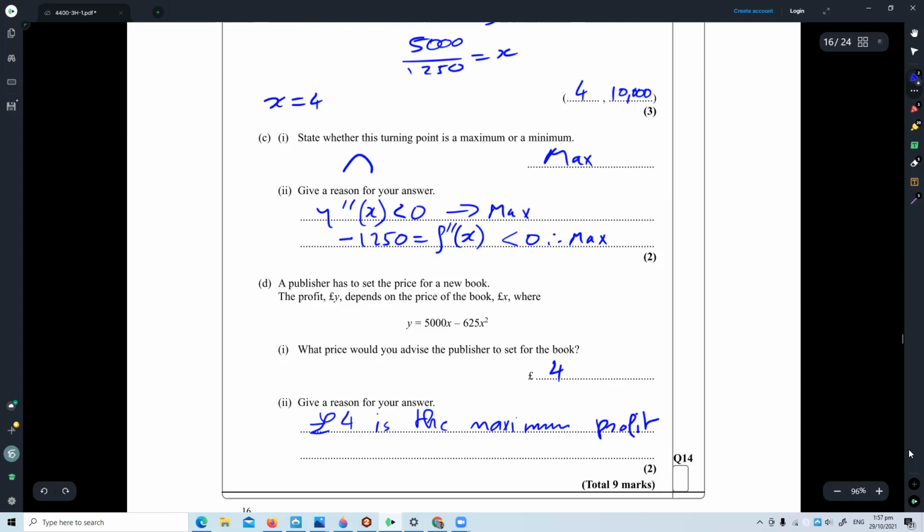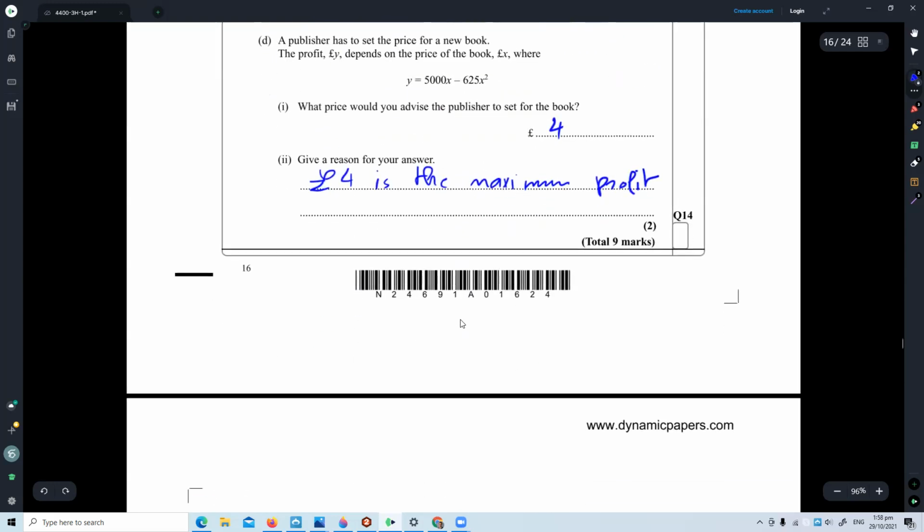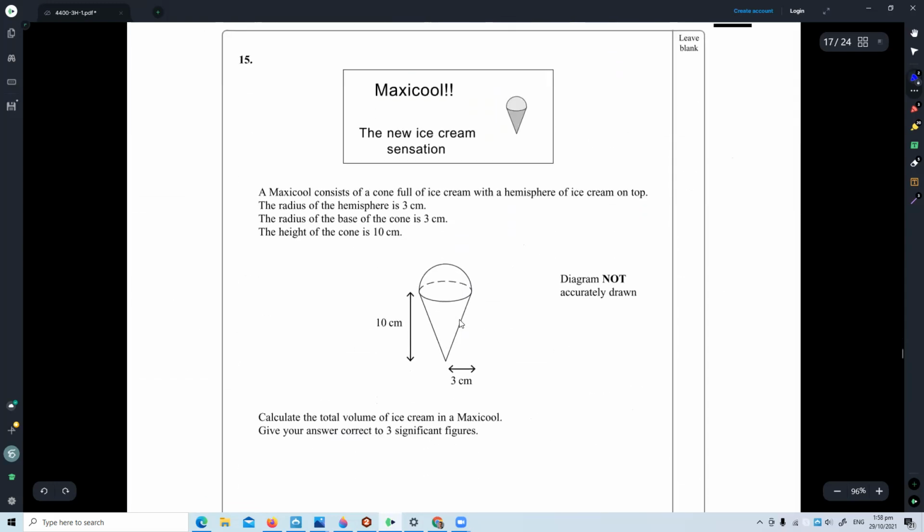So you make a profit of 10,000. Price of the book, X pounds, the profit. So £4 suggests the profit of 10,000. Okay, you could say, which is 10,000.